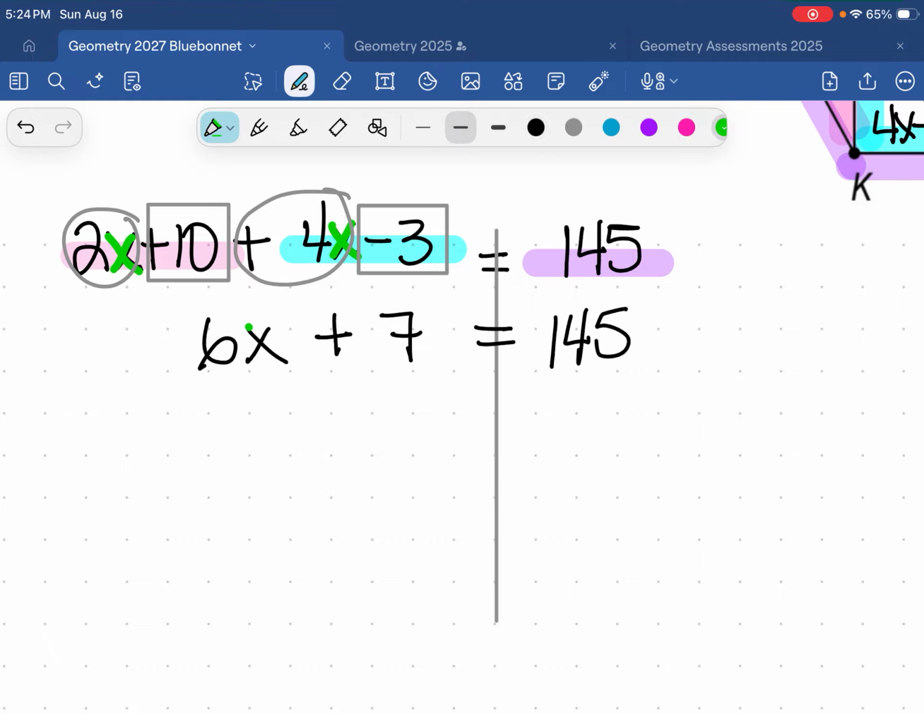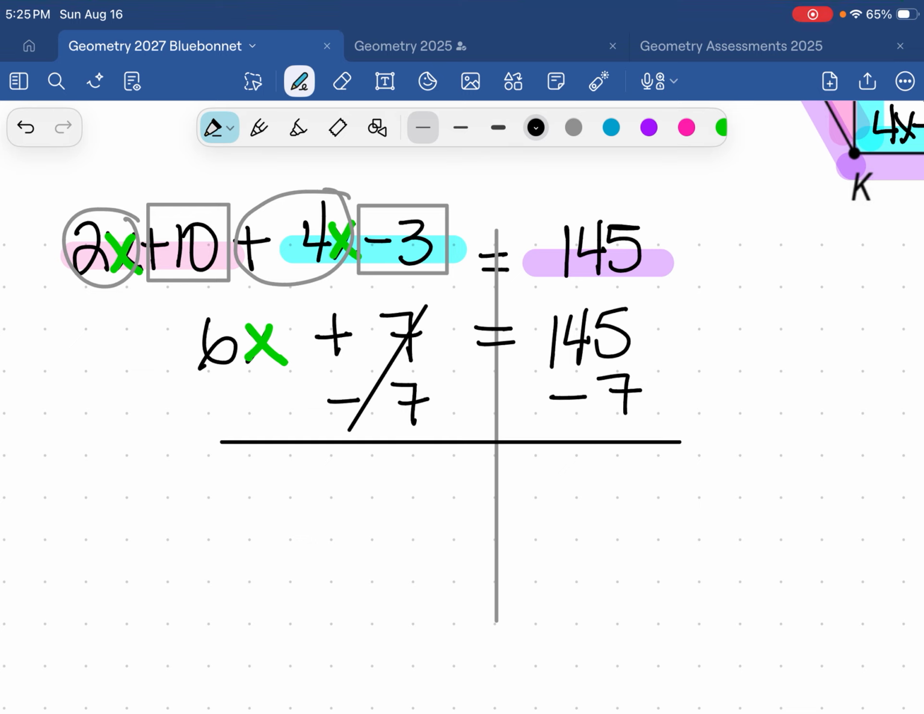Remember, the purpose of the color for x is to help your brain to say, I have to get rid of the 6 and I have to get rid of the 7, but the 7 goes first because it doesn't have the green x with it. So I'm going to go ahead and subtract because it is a positive 7. Squeezing my 6x over, doing my subtraction, I get 138.